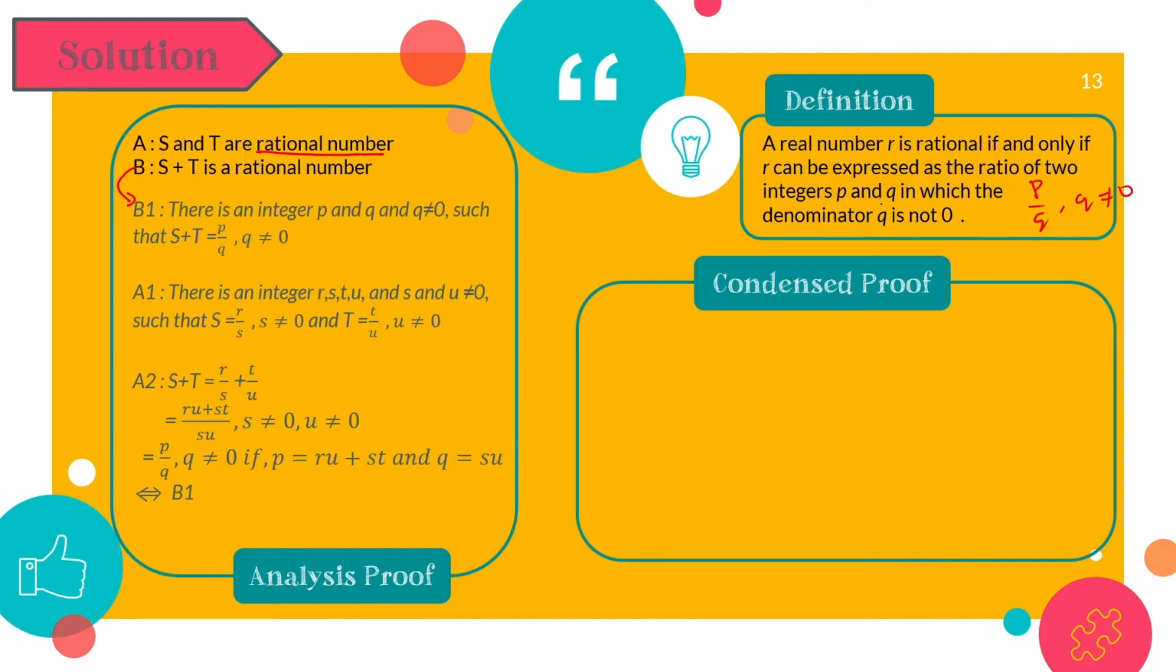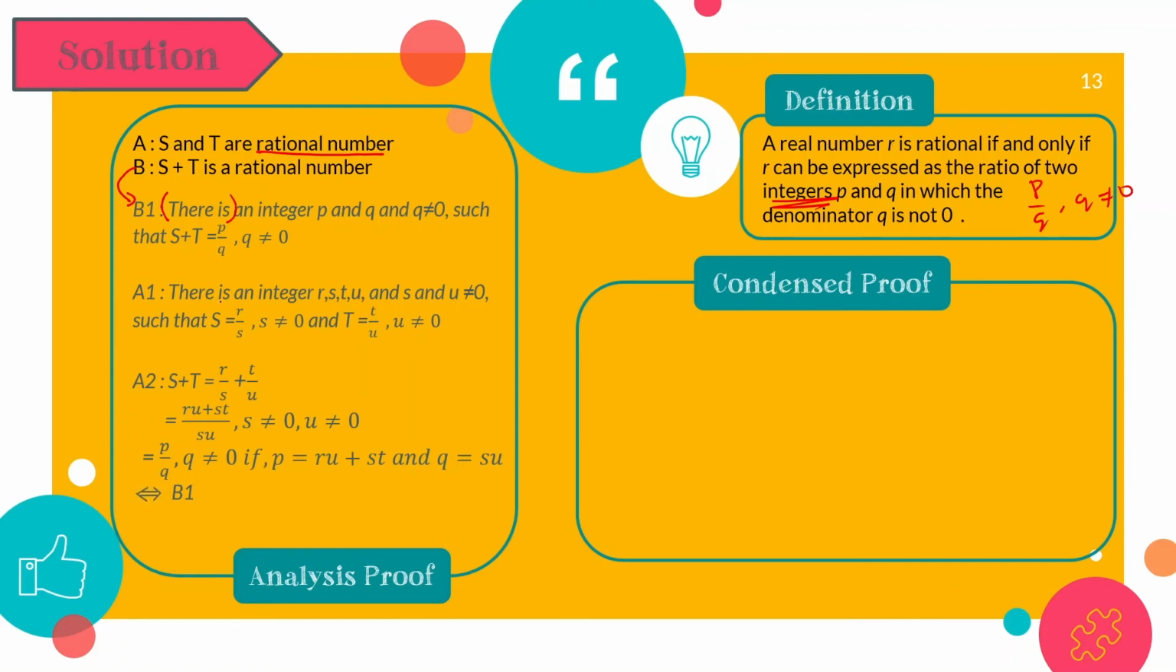p and q must be declared as integers. So statement B1: there is an integer p and q not equal to 0, such that s plus t equals p over q, q not equal to 0. So there is an existential quantifier here, but do not worry, the constructed object will still become a new statement in the forward process. So let's see the forward process first.